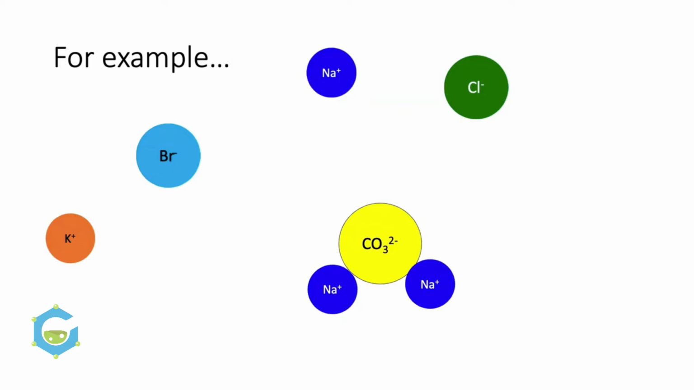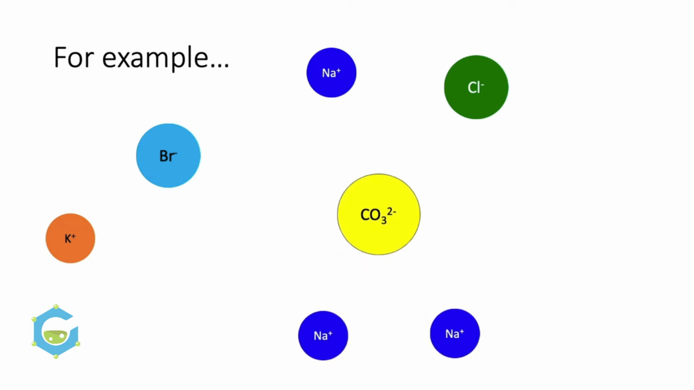If you have 1 mole of sodium carbonate in solution, you're going to end up with 1 mole of carbonate ions, but you're going to end up with 2 moles of sodium ions, because sodium carbonate is Na2CO3.